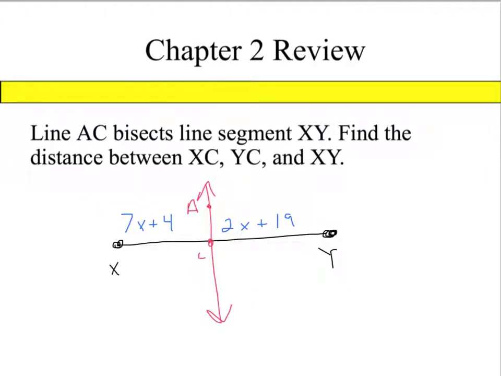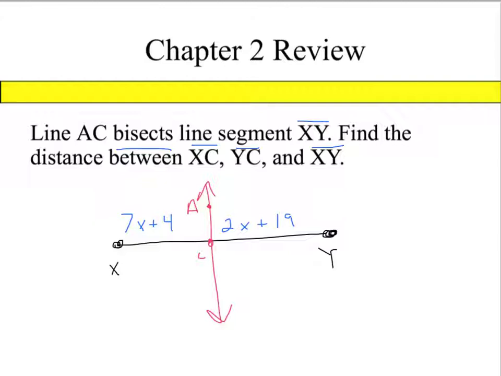So if we look at this, we have line AC, and it says right here that it bisects line segment XY. Whoa, look at that. Mr. Sheeman forgot his wonderful symbols. Don't forget those on the final. Okay, simple mistakes that we do not want to make.